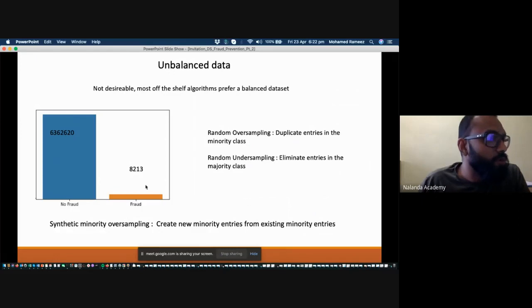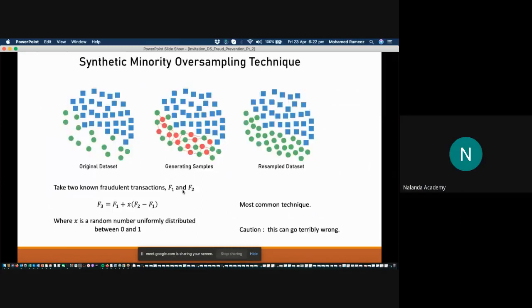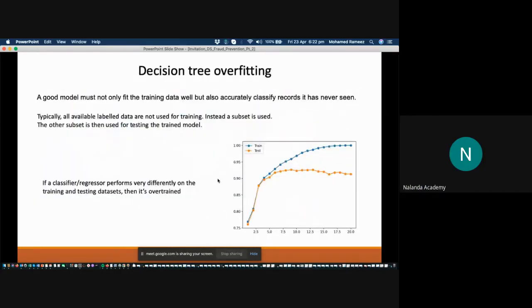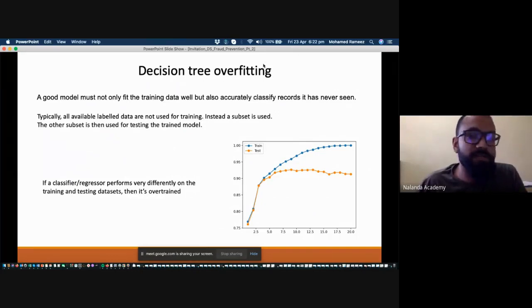You will decide to use 6,000 for training and 2,200 for testing, and then you will see how the performance of the tree is on both the training and testing data sets. And if the training and testing data sets perform very differently, then you have something called overfitting or overtraining. It is not at all a desirable property.